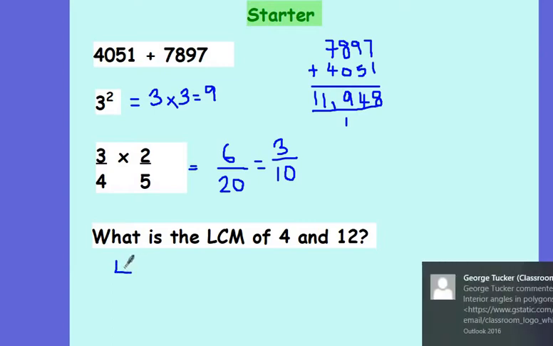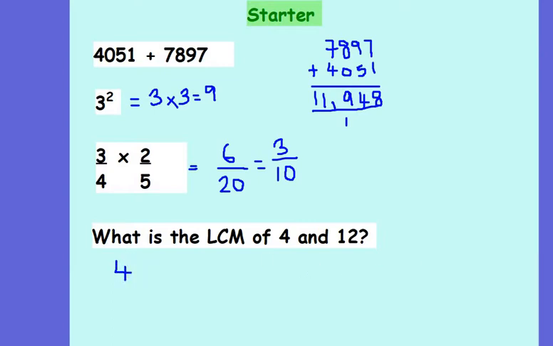Well, to work this out, I'm going to start off by writing down my multiples of 4, which would be 4, 8, 12, 16, etc., etc. My multiples of 12 are going to be 12, 24, and I'm going to stop there. So my lowest common multiple is the lowest number that's a multiple of both 4 and 12, which in this case is going to be 12. There it is.